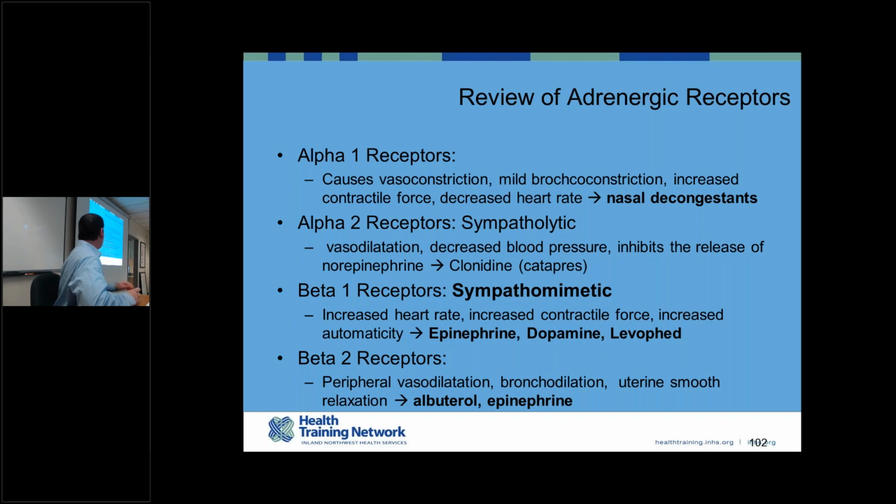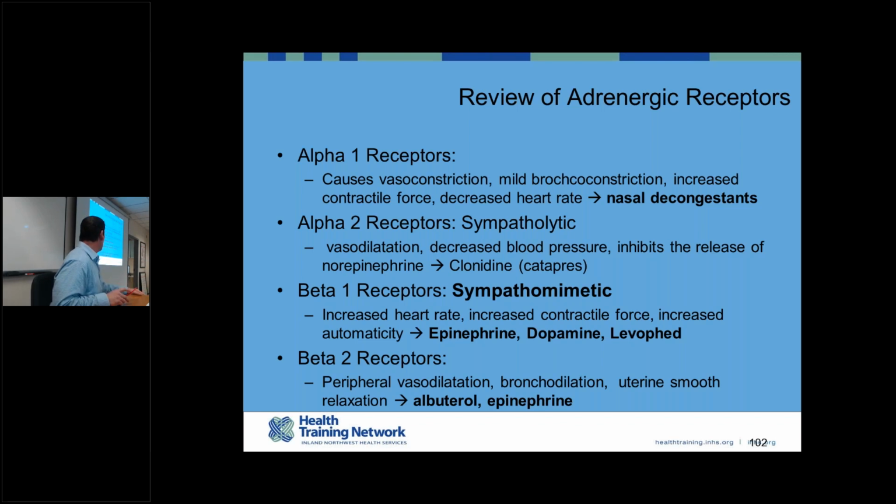I do want you to know a simple aspect: alpha-1 receptors really are vasoconstriction. Alpha-2, sympatholytic, basically opposite, so it's going to cause vasodilatation. Opposites on there. Beta-1 receptor, that's where our dopamine, levophed, and epinephrine are all going. Another important part from the test you need to know is what those effects are: contractility, excitability, heart rate, chronotropic, dromotropic, inotropic.